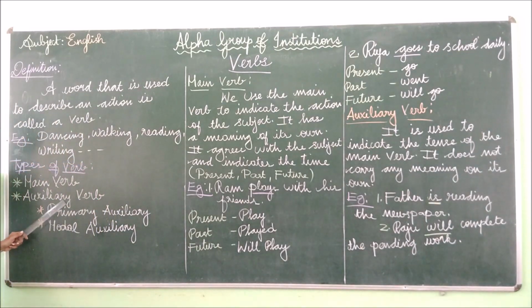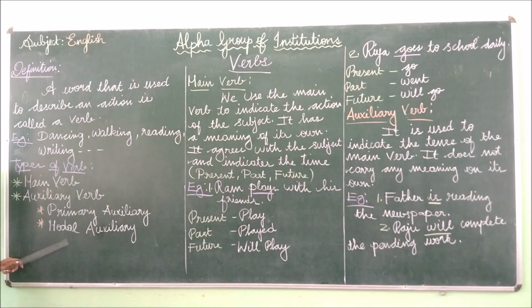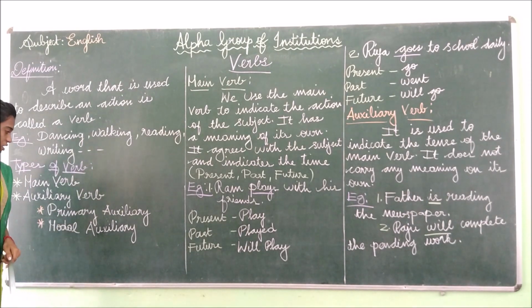This auxiliary verb is classified into two types. The first type is primary auxiliary verb and the second one is the modal auxiliary verb. So there are two types of verb: main verb and auxiliary verb. And the auxiliary verb is classified into primary auxiliary verb and modal auxiliary verb.